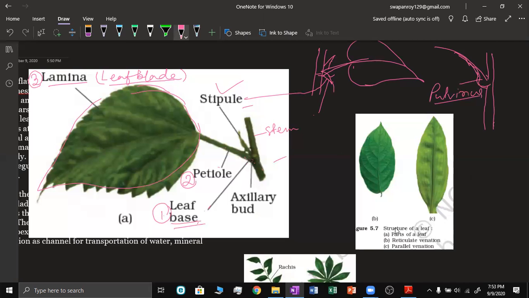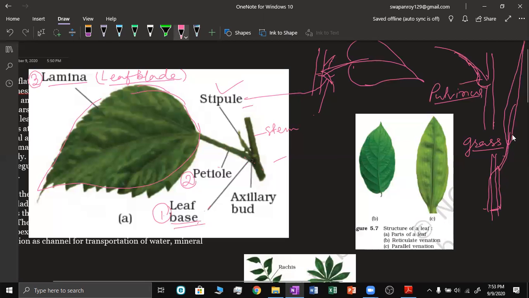In case of grasses, what happens is, say this is the stem, here is the node, and the leaf is coming out from here. So the leaf base is like a sheath covering, and then the petiole. It partially or fully covers the stem internode, and from here is the leaf. This is found in grasses. This is the leaf sheath.